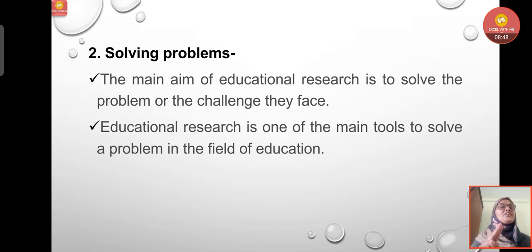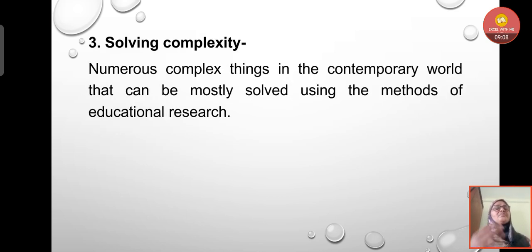The main aim of educational research is to solve the problem or the challenge they face. Whoever, maybe institution, maybe individuals, maybe teachers, maybe management, whatever related to all the stakeholders. Then educational research is one of the main tools to solve a problem in the field of education. Now the third one is solving complexity. Numerous complex things in the contemporary world can be mostly solved using the methods of educational research.